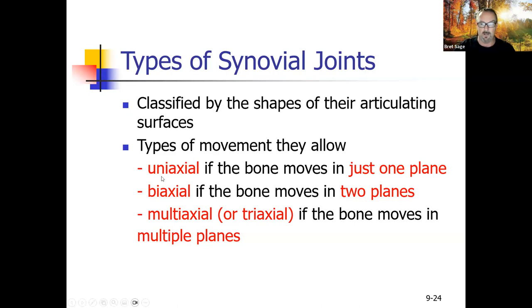Biaxial, if the bone moves in two planes. So for example, my thumb can go this way, and it can go this way, so biaxial. Multiaxial, if the bone moves in multiple planes, so my shoulder can go in many different planes, so that would be multiaxial. So there you go.